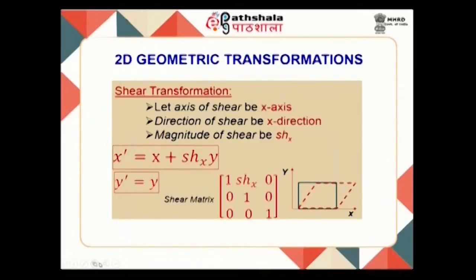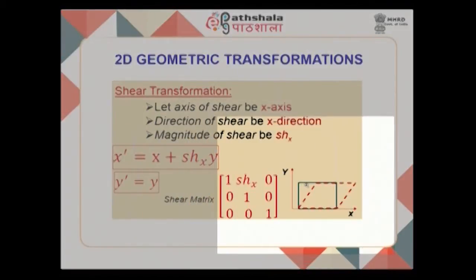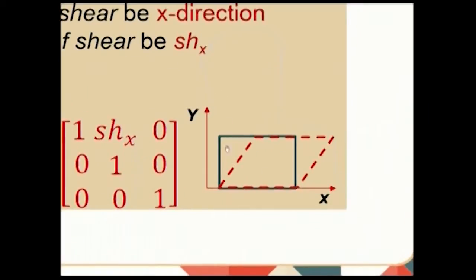Now, the example shown here is a rectangle. Before shearing it is actually a rectangle. After shearing, the shape has become like a parallelogram. So, you see the shape got distorted, the original shape is no more retained.